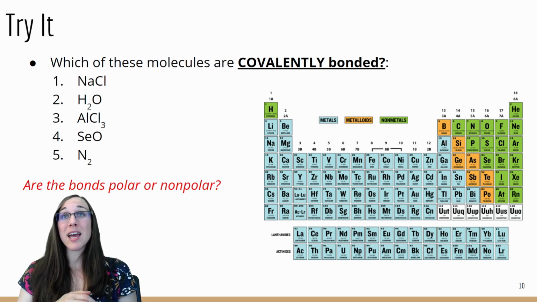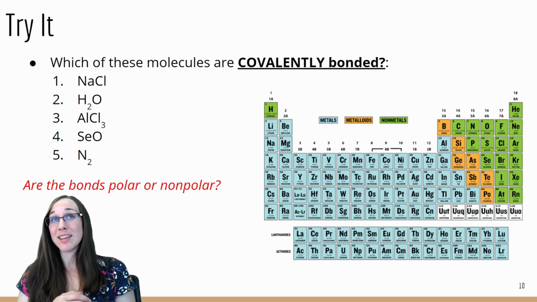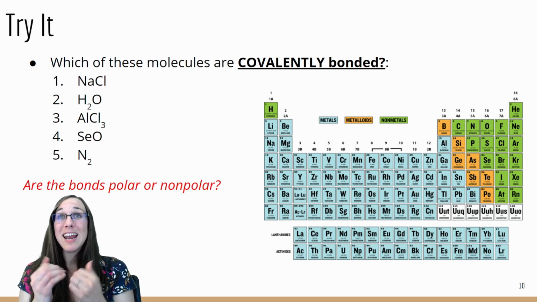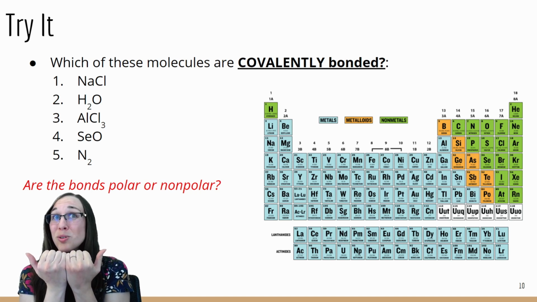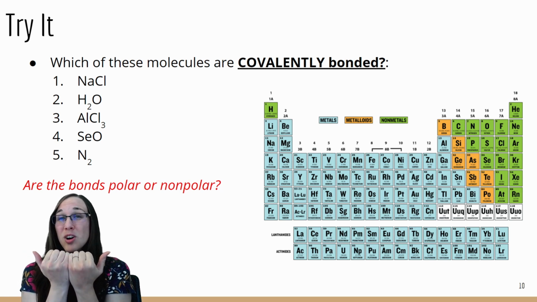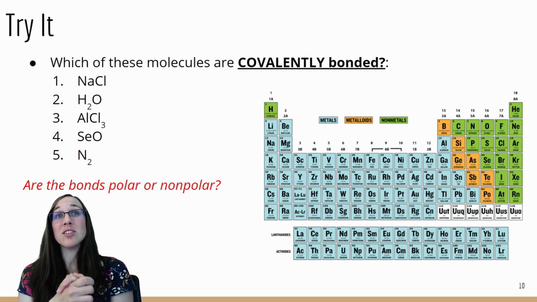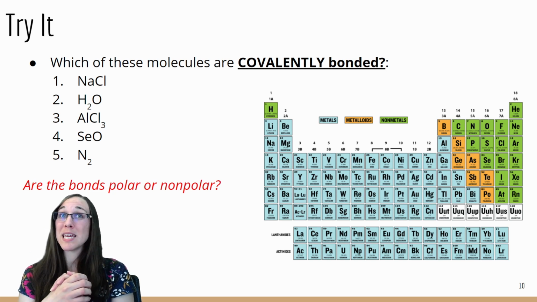Number 5, we have 2 of the same atoms covalently bonded together. That means that N is essentially playing tug of war with itself, like you and your clone playing tug of war. You're not going to be hoarding electrons one over the other. Your strengths are matched out to each other. So in this case, N2 would be nonpolar.